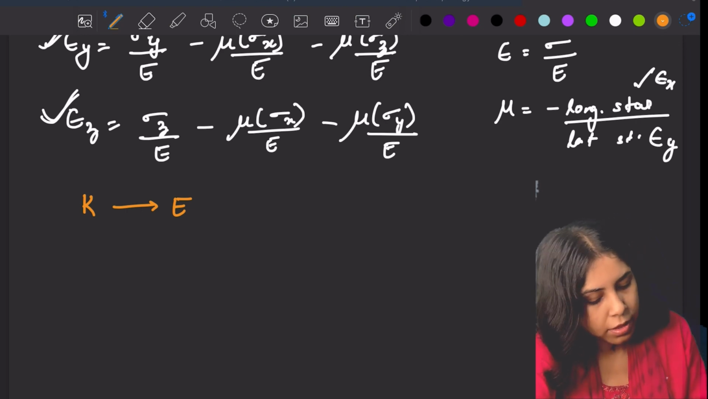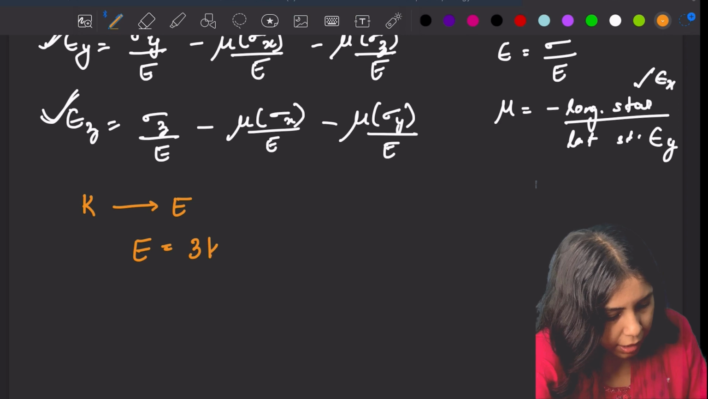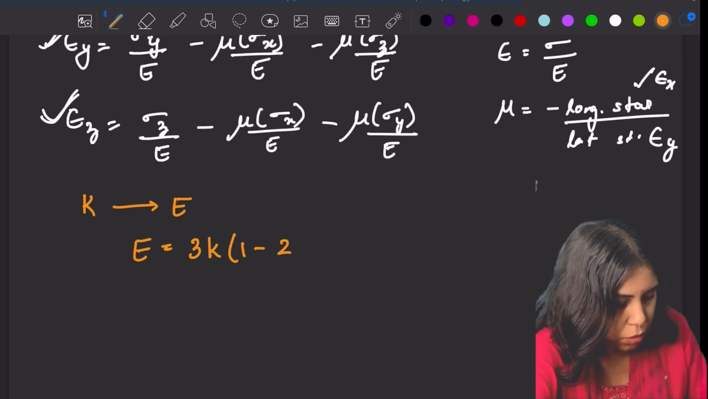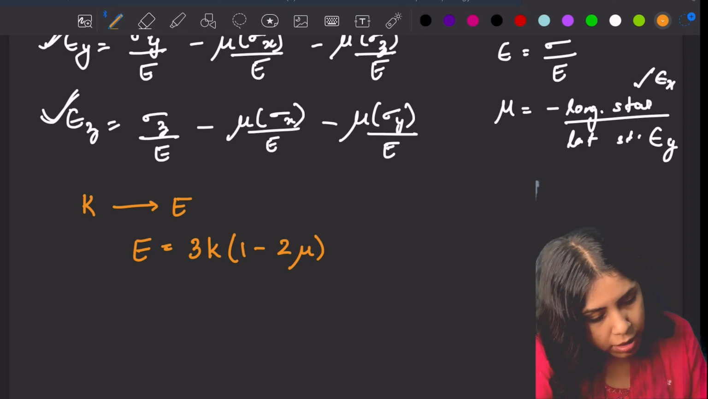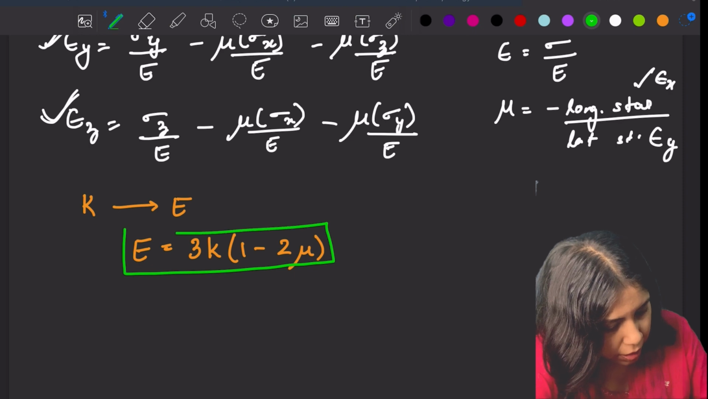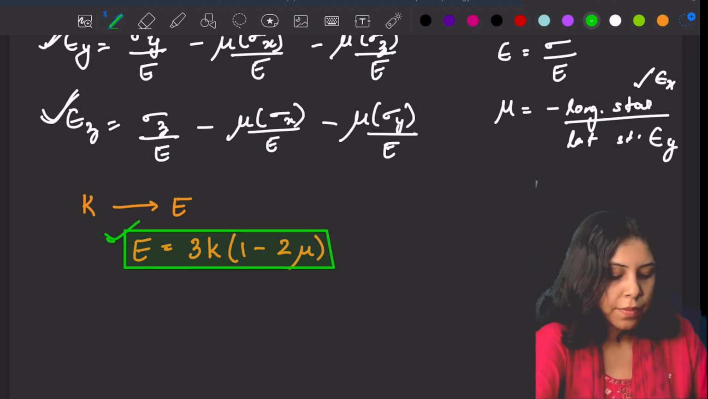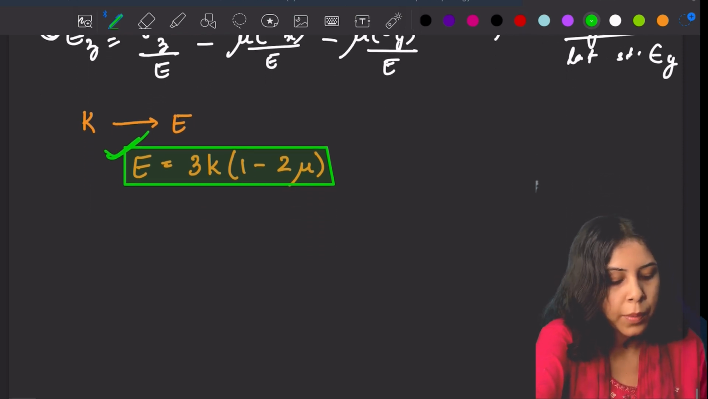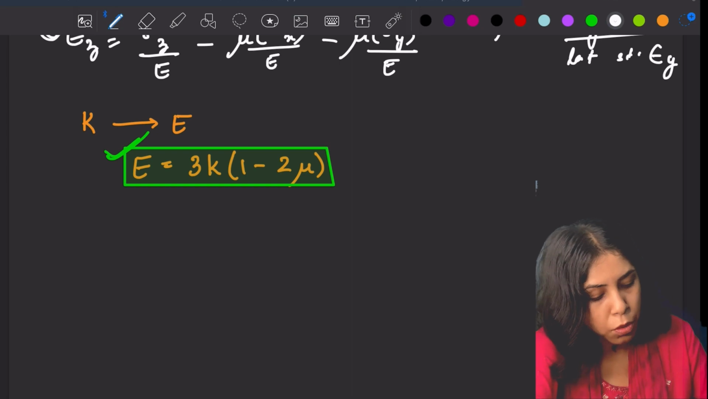There is a relation. That relation is E is equal to 3K into 1 minus 2 mu. We have given Poisson's ratio and bulk modulus. This relates E and K as well, with Poisson's ratio. This is a formula that we should also remember.